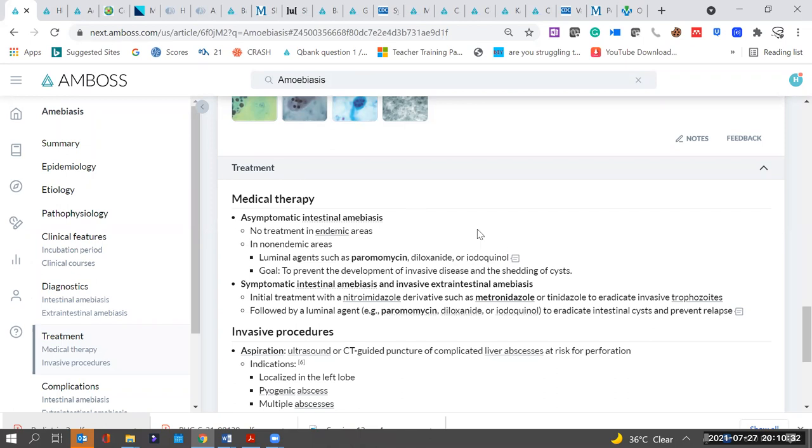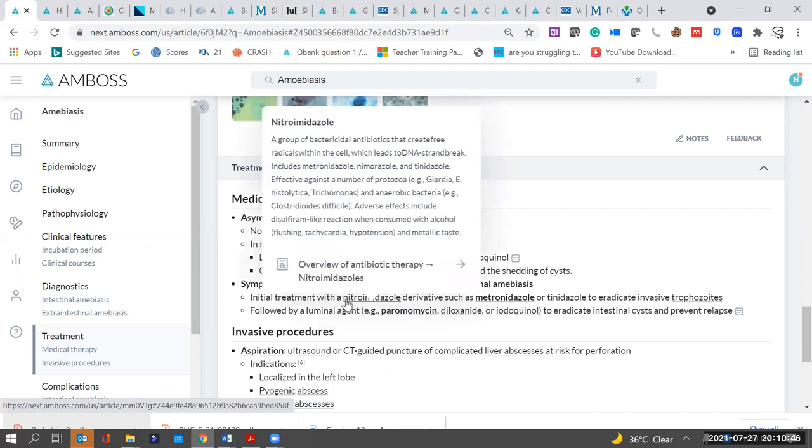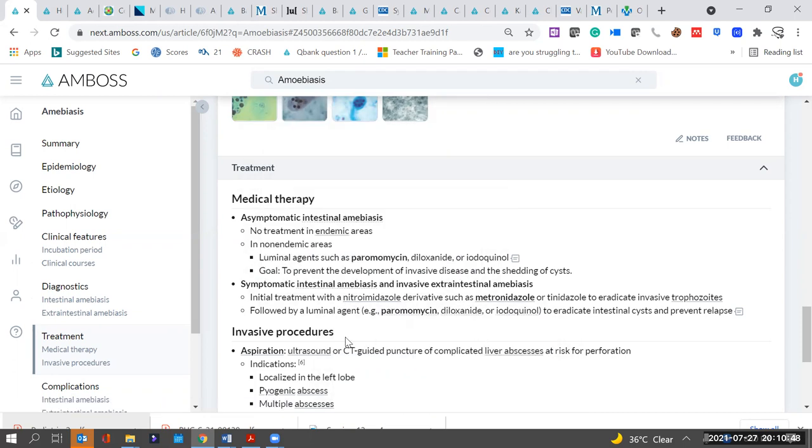So that is the medical therapy, especially for this one. Now, if symptoms are there, for initial treatment we can give a nitroimidazole derivative such as metronidazole, with gram-negative cover, to treat the invasive trophozoites, followed by a luminal agent, paromomycin. So initially you will give metronidazole with gram-negative cover, and then the luminal agent. But most of the time, we use the luminal agent as prophylaxis.